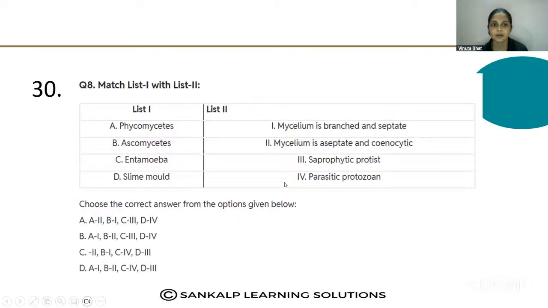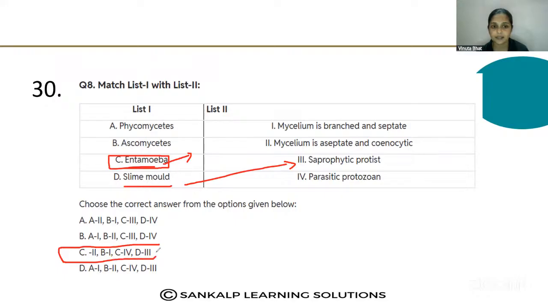Next question. Match List 1 with List 2. In this type of question, first find out which one you know perfectly. Here, Entamoeba is the amoeboid type of protozoa. Slime mold is the saprophytic protist. So D3. In options C and D you can find D3, so this one is correct.